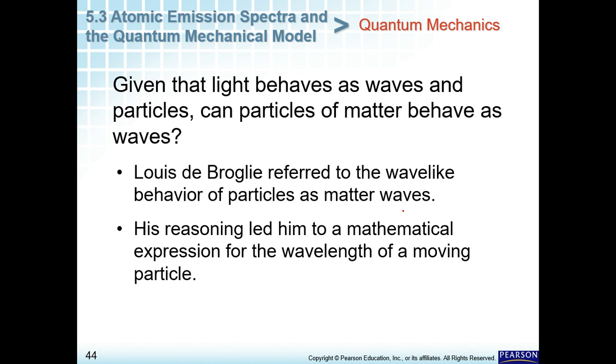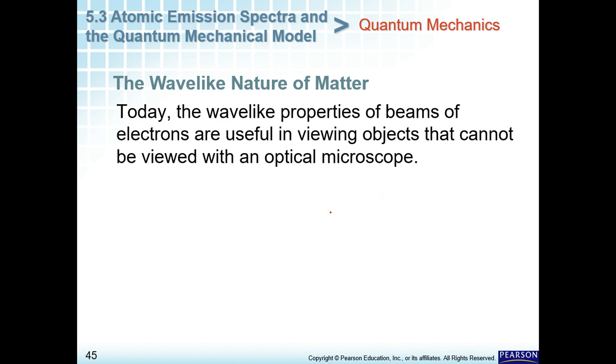He created a mathematical expression for the wavelength of a moving particle. So when we say moving particle, we're talking about things like people, but also things like atoms. And in fact, today we use the wave-like properties of matter in everyday life. For example, the wave-like property of electrons is useful in viewing objects that cannot be viewed with an optical microscope. And when I say optical microscope, I'm talking about something like a light microscope that you might see in a biology lab.